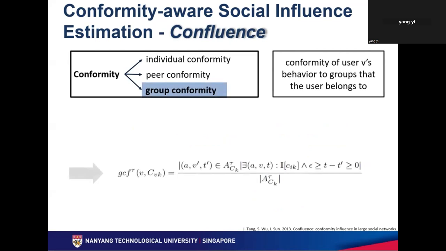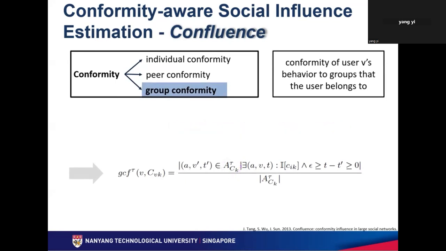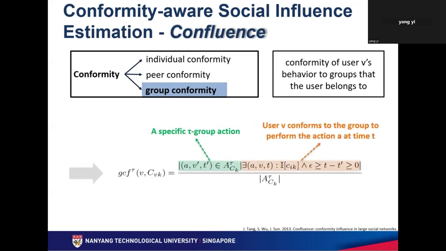Let me introduce the third part of conformity, which is group conformity. The group conformity evaluates the number of actions V followed in the group. Here, the action set is the tau group actions. That means all actions performed by more than a percentage tau of all users in the group V belongs to. It checks all these group actions, how many of them V followed, and divides by all actions in this group.